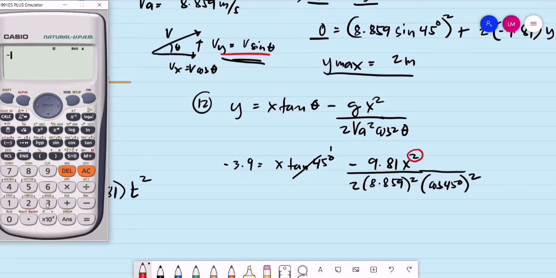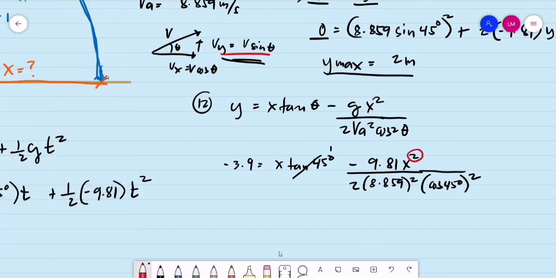Ulitin lang natin. Negative 3.9 is equal to alpha x tangent of 45 degrees, minus 9.81 alpha x squared divided by twice of 8.859 squared, cosine of 45 degrees squared. So, shift solve.